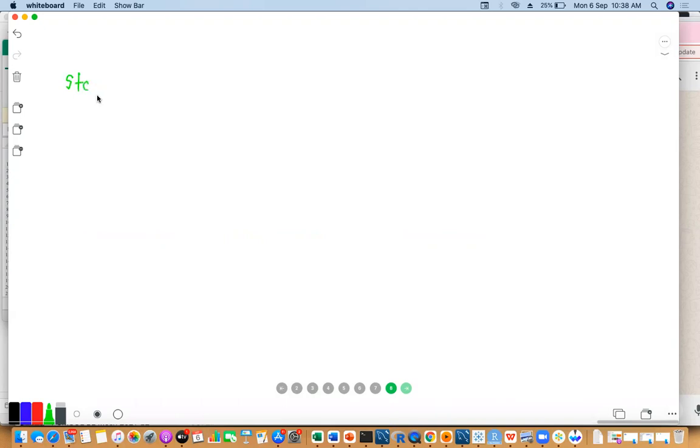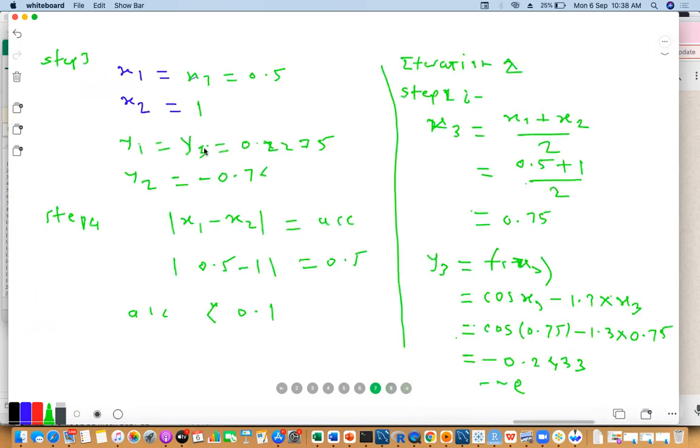Now, in step 3, we want to replace. So what do we have to replace? y2, because we have a negative value. There should be one negative, one positive. We have positive as y1, negative as y2. So here we have negative, so we will be replacing y2 with the new y3. So x1 will be whatever x1 was in the earlier iteration, and x2 will be the new x3.